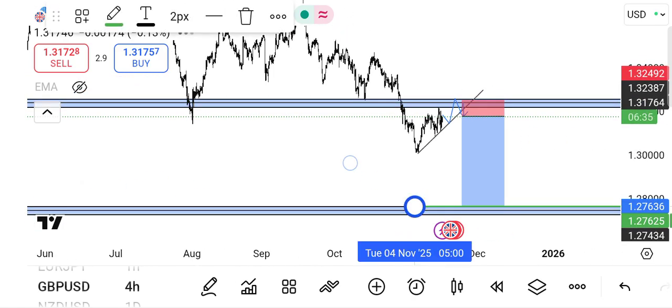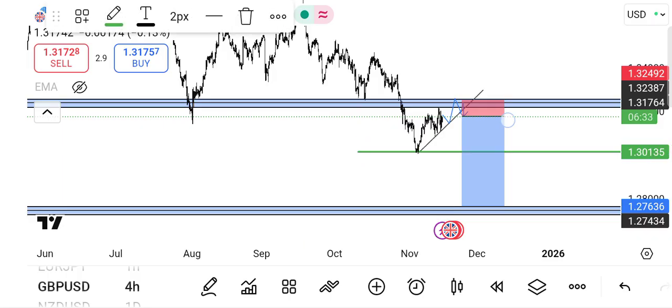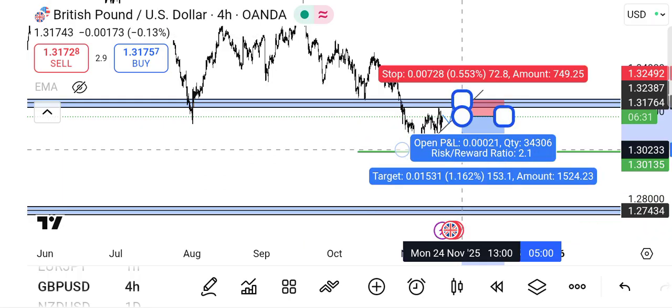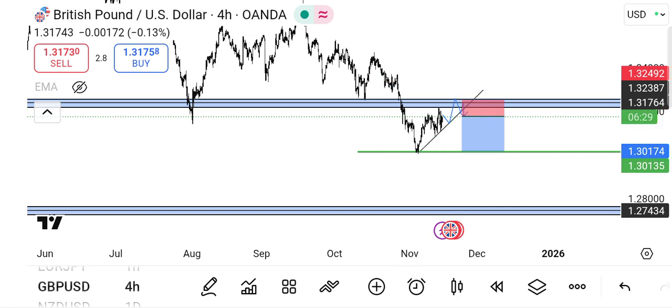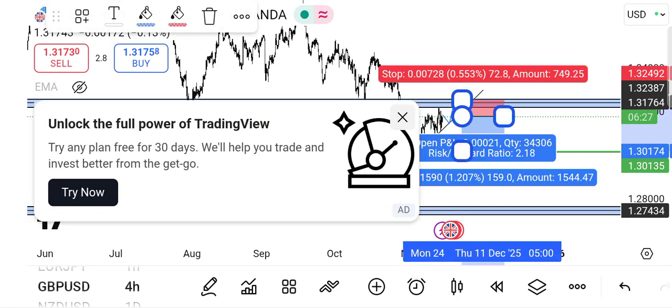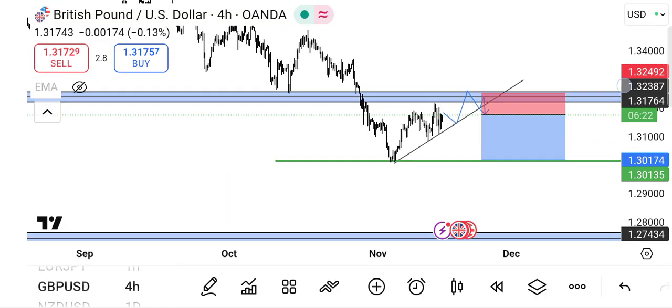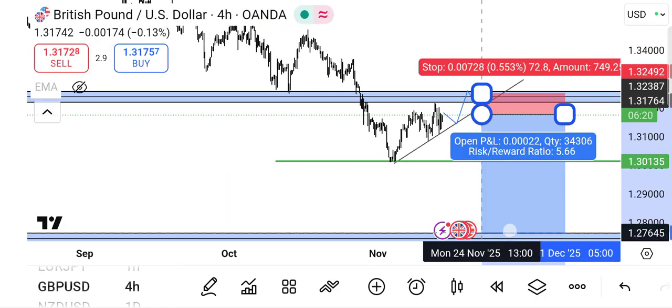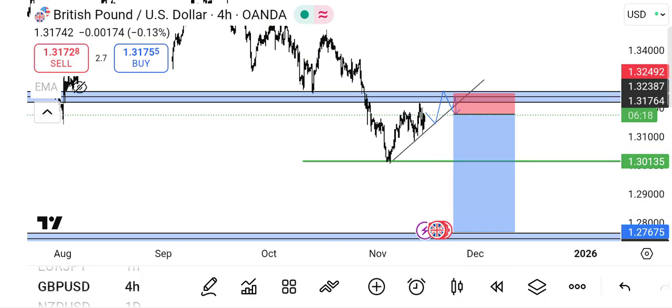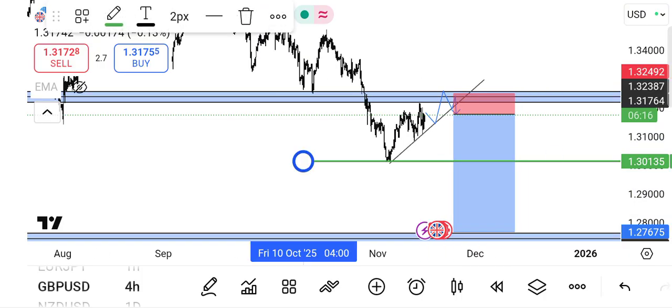Though our first take profit is going to be here, so our first trade profit is going to be a 1 to 2 risk to reward ratio. That's what our first take profit is. Then our second trade profit is going to be here. So as you can see, these are the two pairs that I'm seeing.